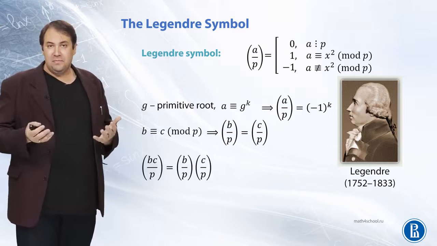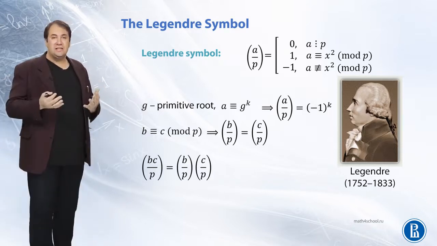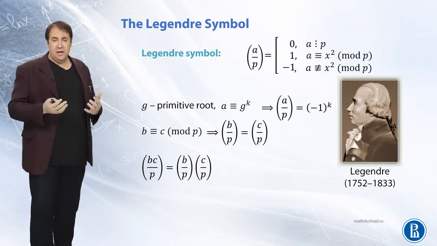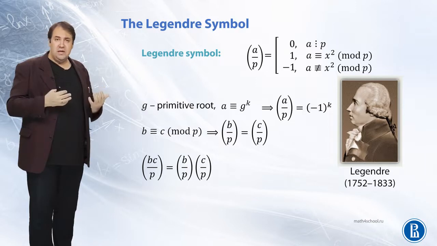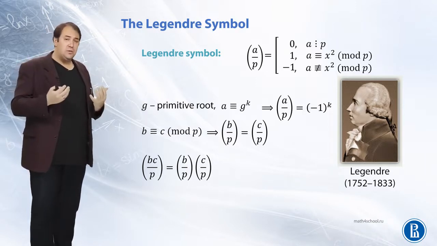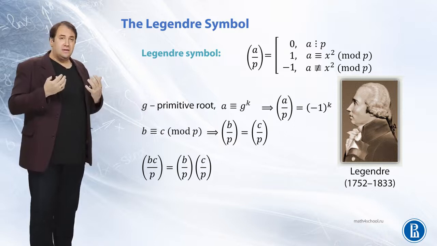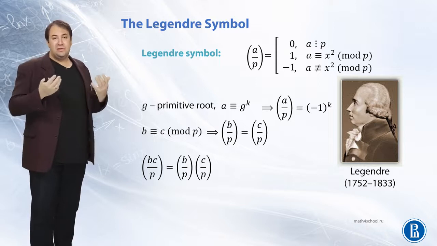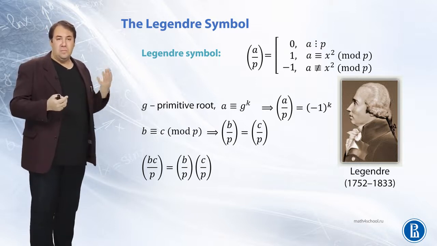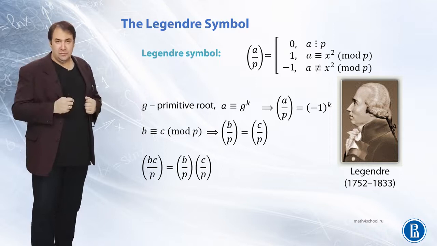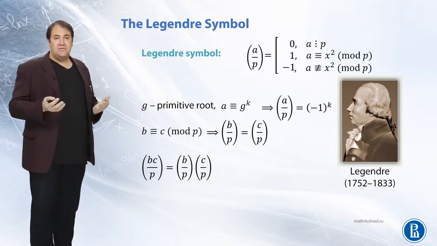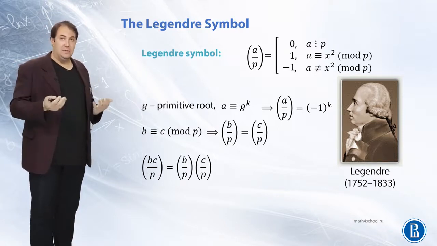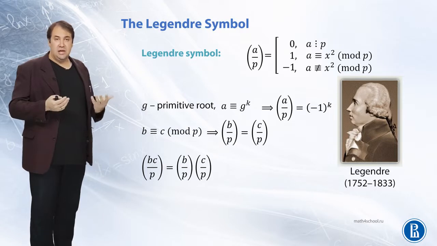And finally, the Legendre symbol is multiplicative, but not multiplicative in the common sense of number theory. For any integers b and c, the Legendre symbol of bc modulo p is equal to the product of the Legendre symbols of b modulo p and c modulo p. If either of the integers b or c is divisible by p, then obviously both sides are equal to 0.